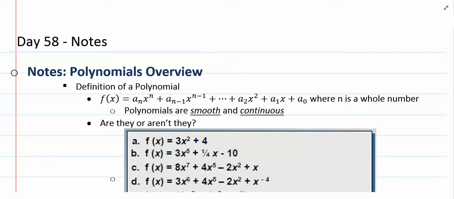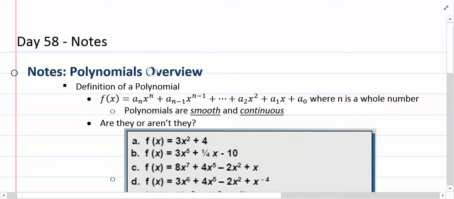Day 58 notes, Advanced Algebra 2. Today we begin a new unit. This unit will cover polynomials. During the last two units, however, we've been working with special polynomials known as quadratics.